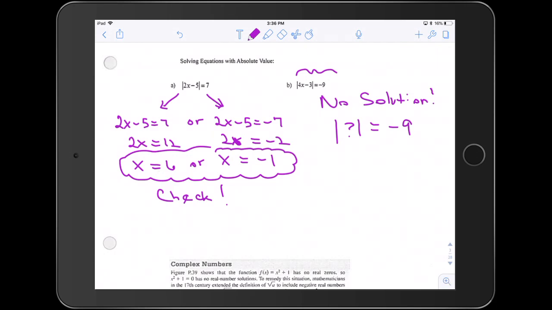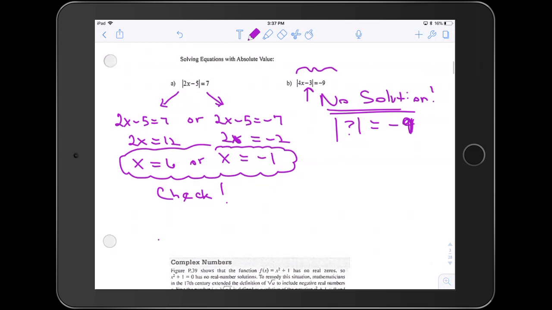What value can you put in right here for x that would give you a number that when you find the absolute value of it, you'll get a negative number? That doesn't even make any sense because absolute value is all about positive values because we're talking about length, and length has to be positive. So there's no solution here, and that's what you would write for that one.